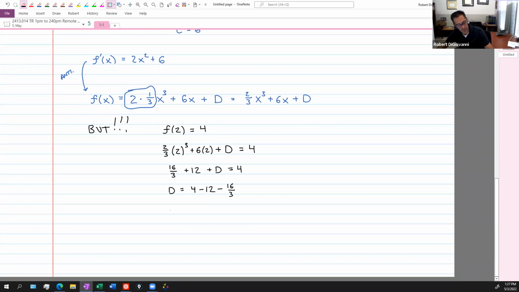Follow me, I'm just solving an equation here. This is -8 minus 16/3. I need a common denominator, so -24/3, since 24/3 is 8. So minus 16/3. So D must be -40/3.